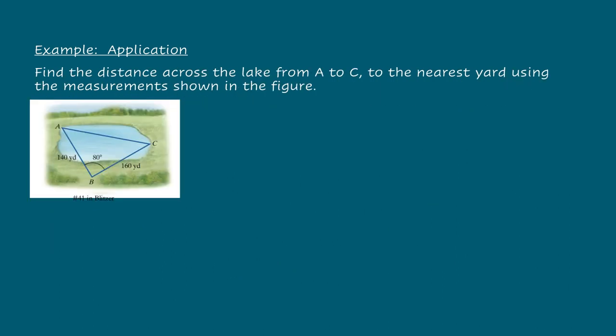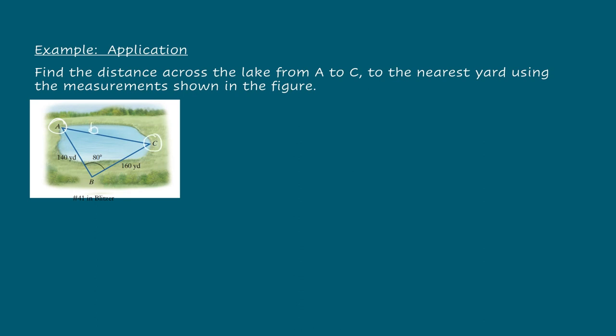Take a look at another example. This one comes directly out of the book. It's number 41 in Blitzer. Find the distance across the lake from A to C to the nearest yard using the measurements that are shown in the image. So in this one, we're given that side C is 140 yards and side A is 160, and that we have the included angle B of 80 degrees.